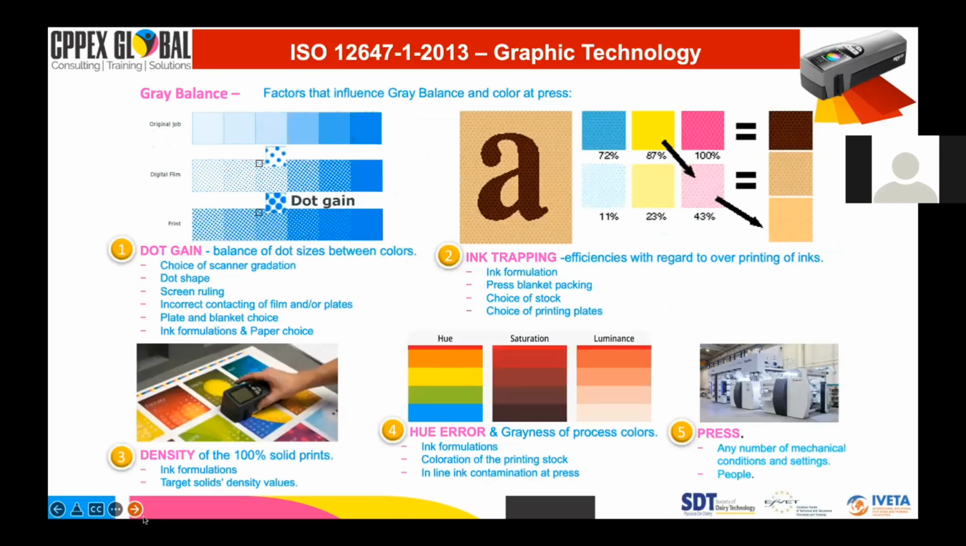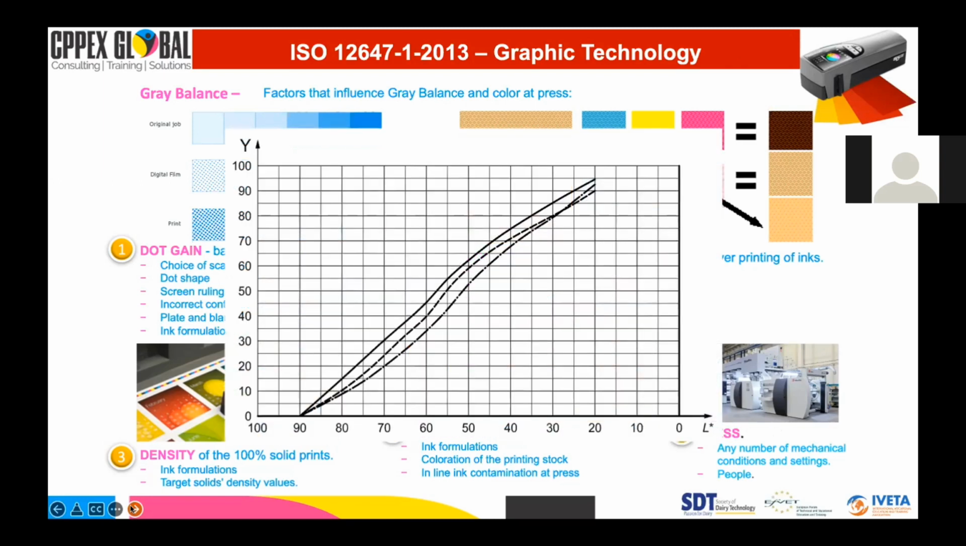And the neutrals may be affected by dot gain if there's different dot gain in the CMY channels. And if the dot gain is different, we may not get that. Depending on the trapping and the sequence of printing, we may affect the gray balance, the density of the solids, and then any shift in the colors of the inks, any number of mechanical conditions and settings. So there are so many things that really affect this gray balance.